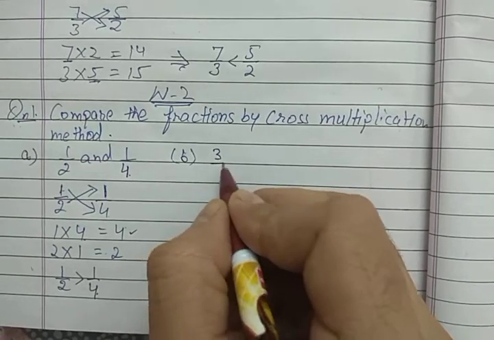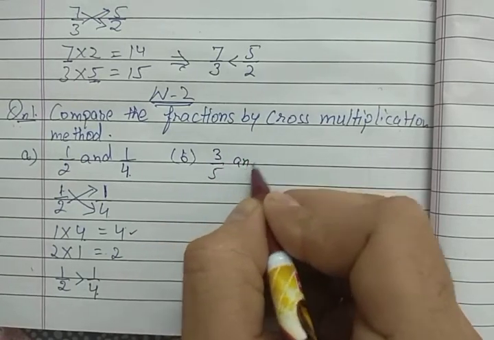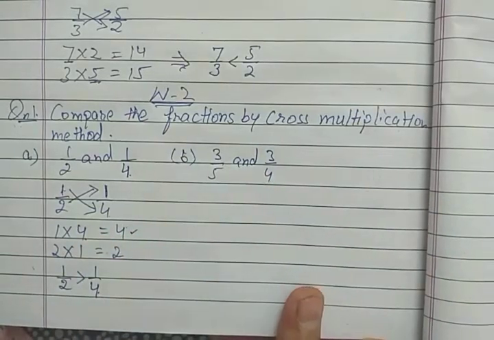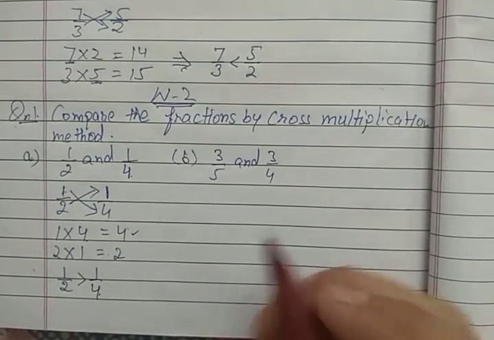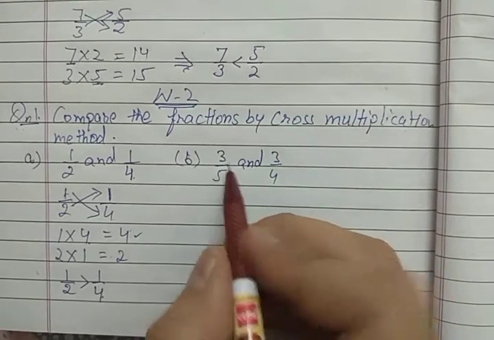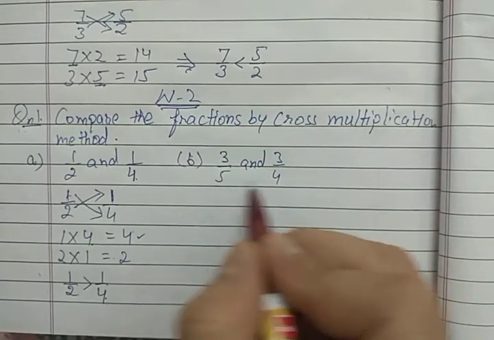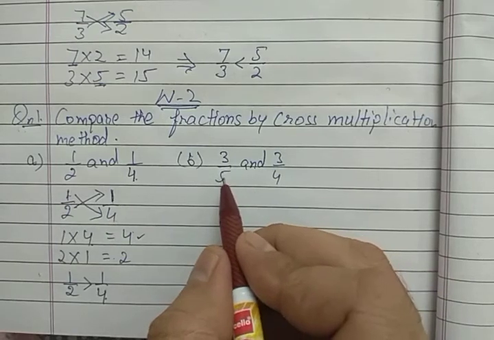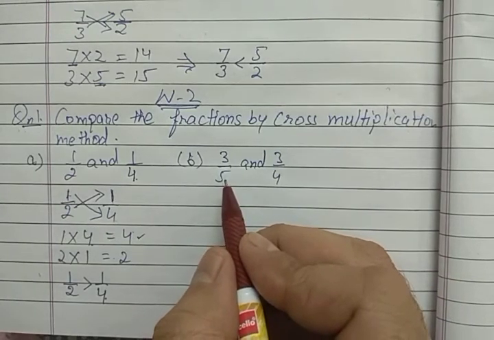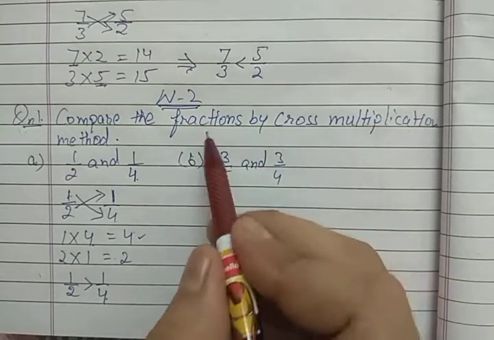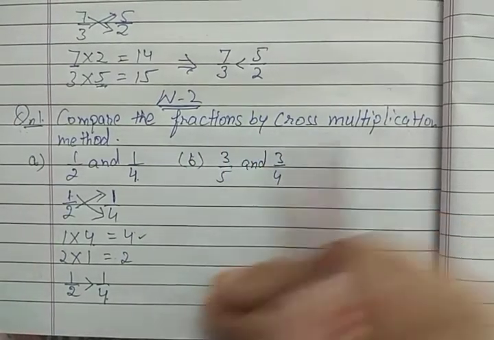3 upon 5 and 3 upon 4. Here again the numerators are equal in B part. We can also compare them directly because numerators are same. So we have to just see the denominator. So जिसका denominator greater होगा वो उतना ही छोटा होगा. So इसको direct भी कर सकते हैं, but here the question is we have to compare by cross multiplication.